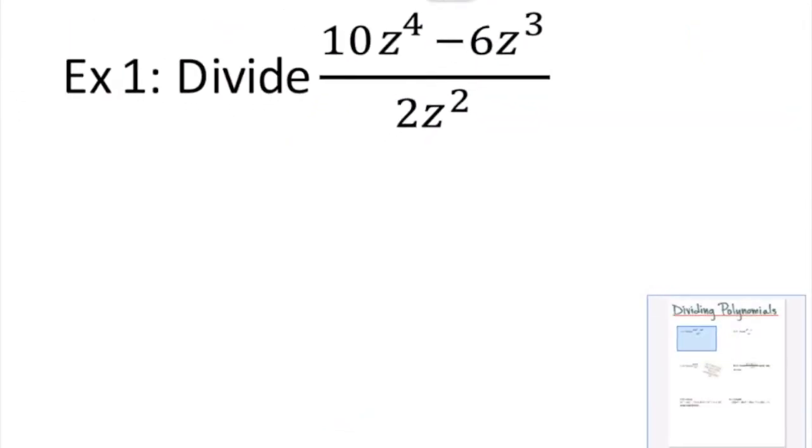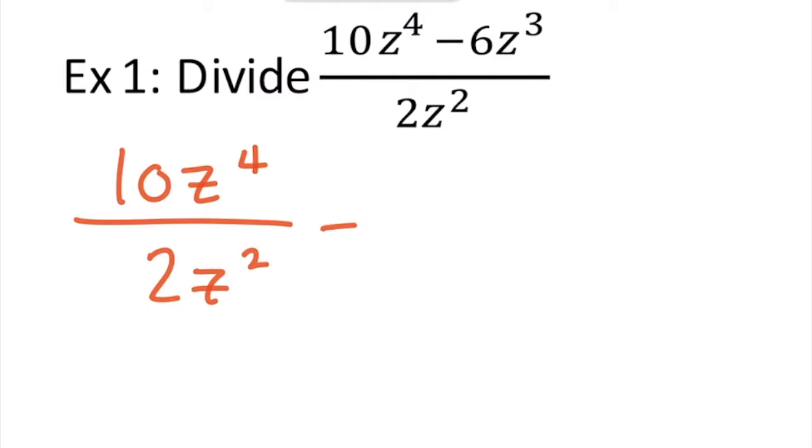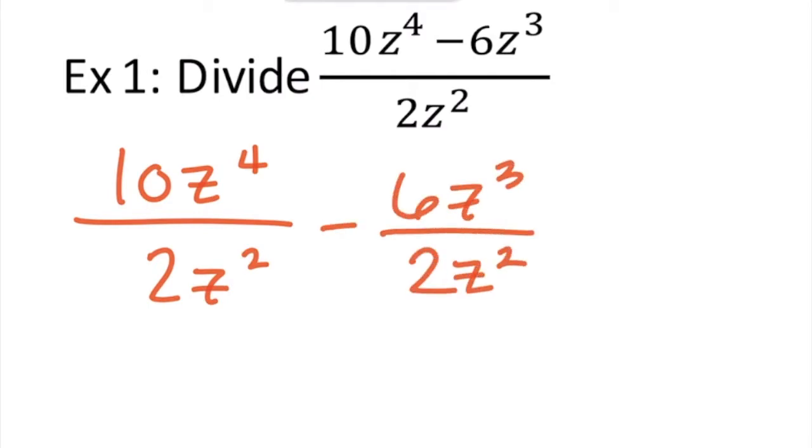So first example is a little bit of a side trail because normally what we're going to be talking about in this lesson is dividing a polynomial by another polynomial, and here we only have a monomial in the denominator. So your procedure here is you can just look at each piece. Notice we're dividing the entire binomial in the numerator by 2z squared. So we can rewrite this as 10z to the fourth over 2z squared minus 6z to the third over 2z squared. And then just apply laws of exponents to both of those to simplify.